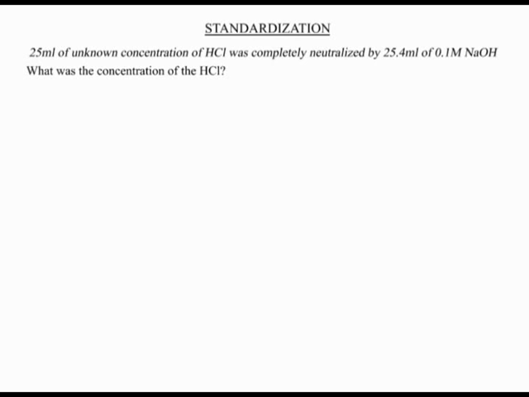25 milliliters of an unknown concentration of hydrochloric acid was completely neutralized by 25.4 milliliters of 0.1 molar sodium hydroxide. Let's find the concentration of the hydrochloric acid. We know the concentration of sodium hydroxide was 0.1 molar. That square bracket means concentration in chemistry. This means that 0.1 moles are in 1000 milliliters, but we use 25.4 milliliters. How many moles are in there?